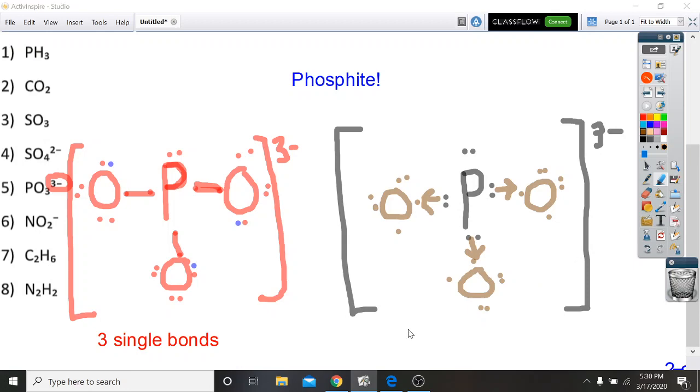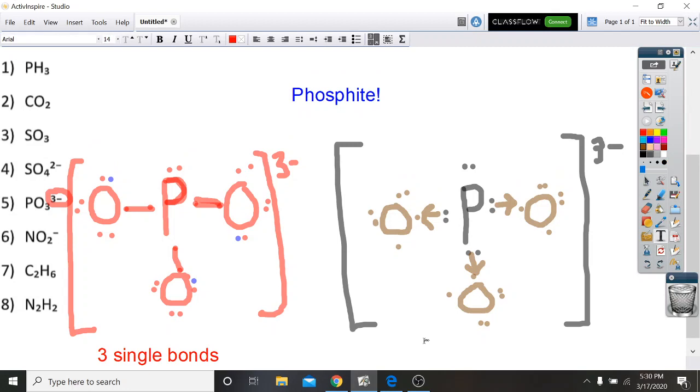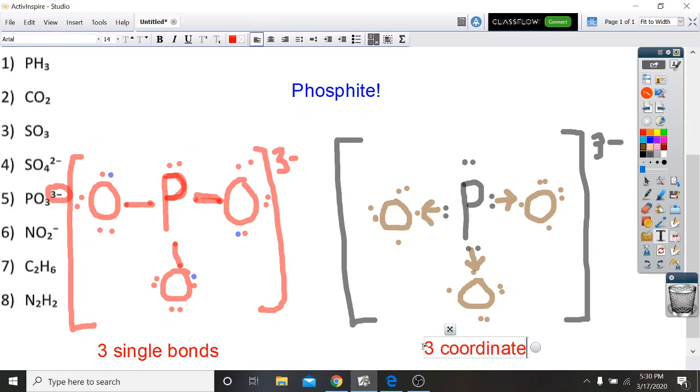And now this one is the coordinate bonds. So either of these answers would be correct. Either of them would be fine. 3 single bonds is the same as 3 coordinate bonds because we're sharing 2 electrons. We're just sharing them differently.